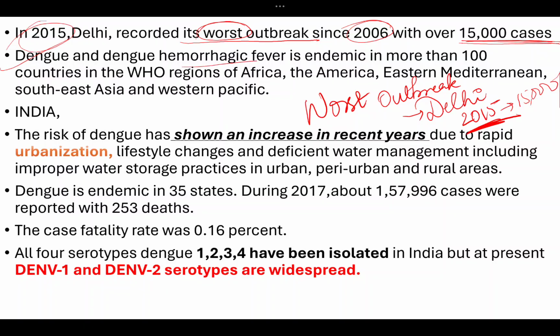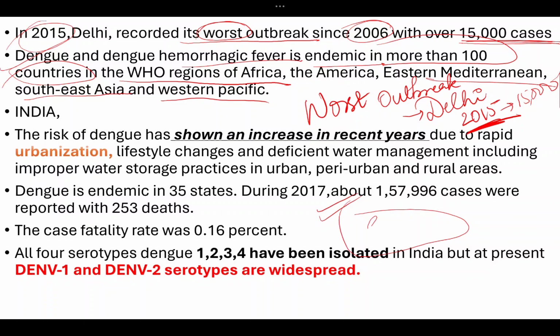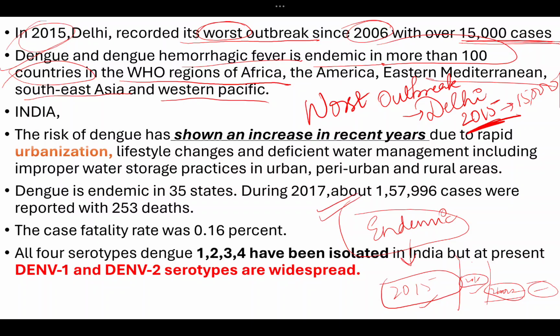Dengue and dengue hemorrhagic fever are endemic in more than 100 countries in the World Health Organization regions of Africa, America, Eastern Mediterranean, Southeast Asia and Western Pacific. So you can see that dengue hemorrhagic fever is endemic, which means that a certain number of cases are always found every year. In 2015 a few cases will be there, in 2016 yes, 2017 yes. So almost all the years, cases will always be present in a certain amount.